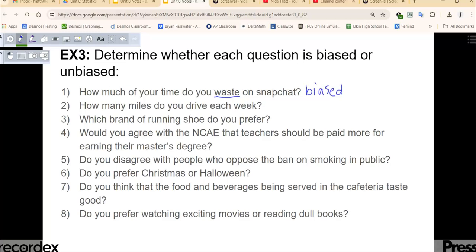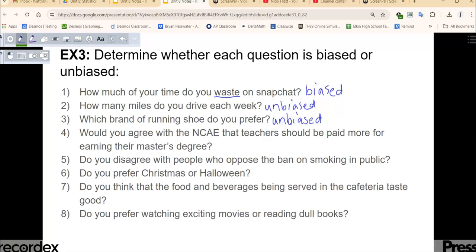Number 2, how many miles do you drive each week? This is a perfectly good unbiased question because it's just a simple fact that you're reporting. Okay, 3, which brand of running shoe do you prefer? Again, this is a preference question, but that's what the person's probably wanting to measure. So this is perfectly okay. This is an unbiased question. It does not lead you to answer in any certain way.